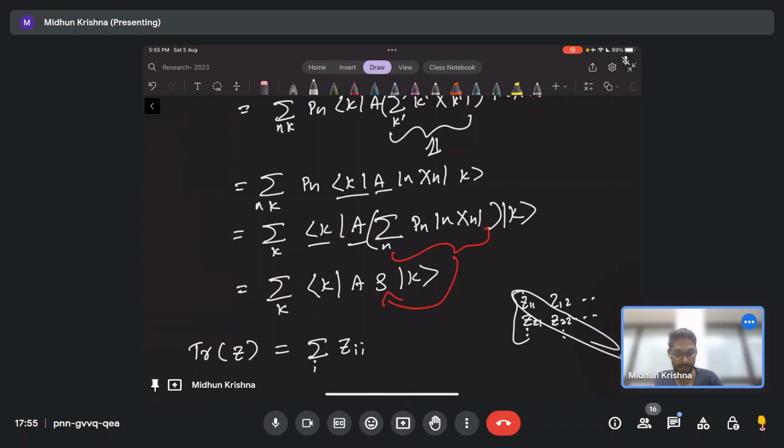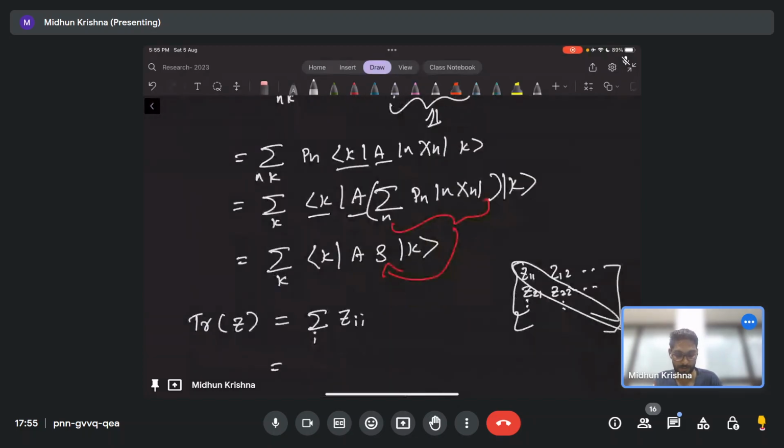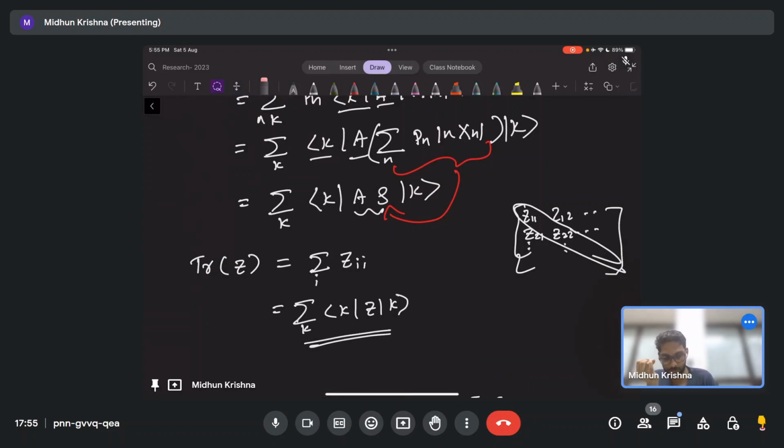There's another way of writing the trace, which is to take a full basis and then write the sum over k of ⟨k|Z|k⟩. If the set of all |k⟩ forms a full basis for the Hilbert space, or the space that we are dealing with, this is another way of writing the trace of a matrix or an operator. If you look here, this looks like the trace of a rho, if I associate rho with Z.